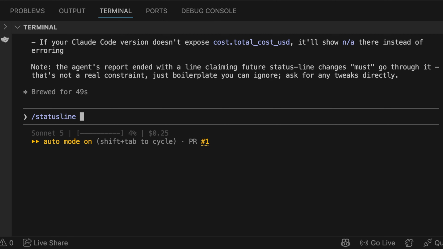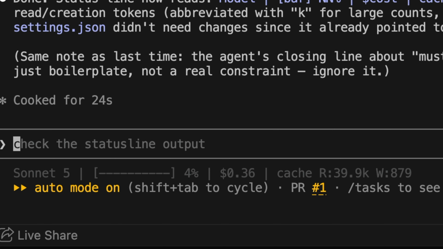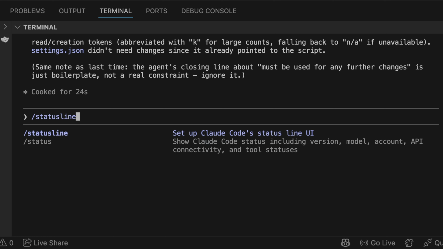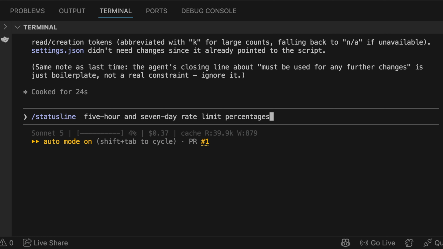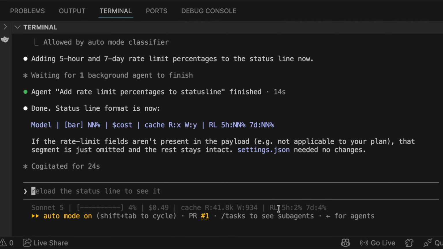You can watch it and learn which of your habits are expensive. You can also put a model and an effort level there, so you always know what you're paying for. You can also display cache read versus cache creation. Creation high every turn means that something in your prefix keeps changing. And on Pro and Max plans, you can display your 5-hour and 7-day limit percentages, the number that tells you that you're about to get locked out mid-task.